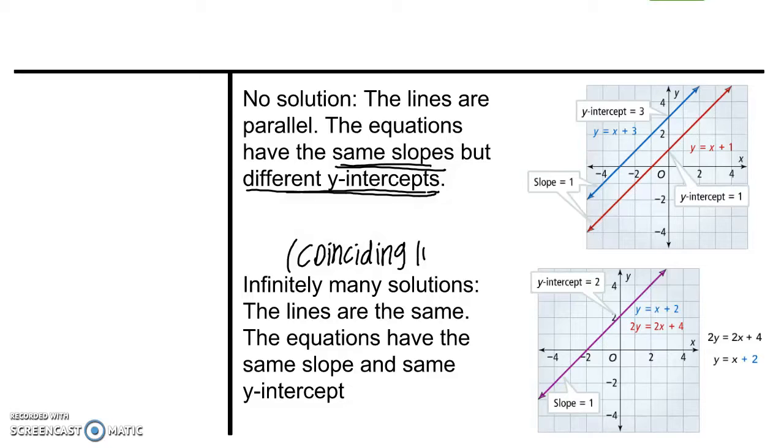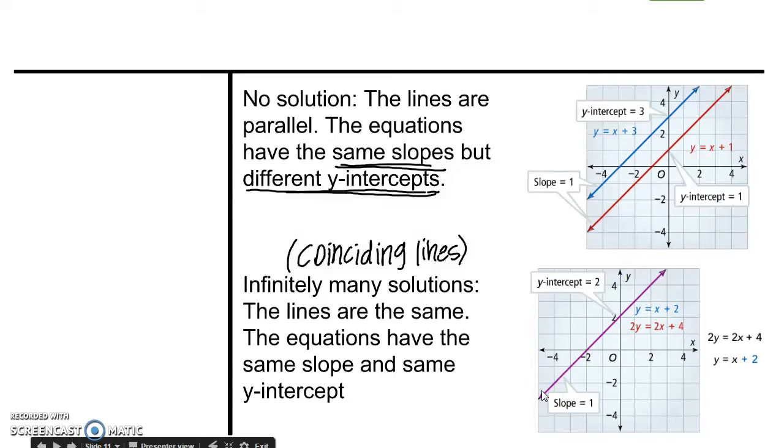Coinciding lines. If you remember, this is when the lines are exactly the same. The equations have the same slope and the same y-intercept because they're the same equation. So we have 2 lines graphed here. Notice in the other ones they had a red line and a blue line. Now we have a purple line because we've actually put them on top of each other.